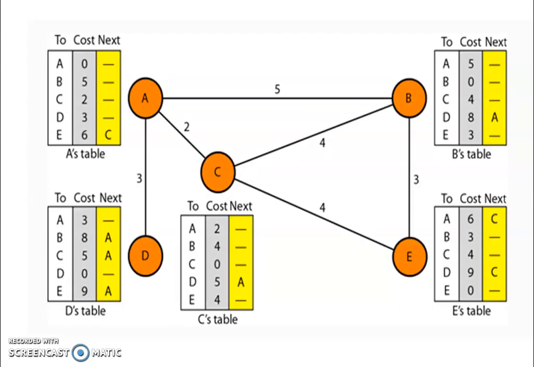And this is the final table for this network. So these are the shortest distance, least cost paths to all other nodes.